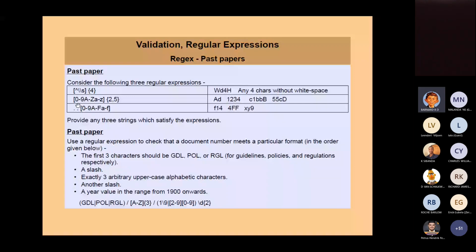Then the second example is you've got 0 to 9, capital A to Z, lowercase a to z. It's a minimum of 2 and a maximum of 5 repetitions. So any answer that includes 2, 3, 4, or 5 digits or combination of upper or lowercase characters is acceptable. Those are all acceptable examples of output.